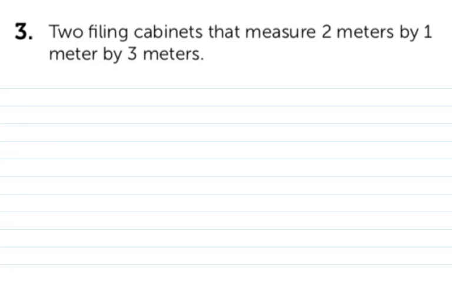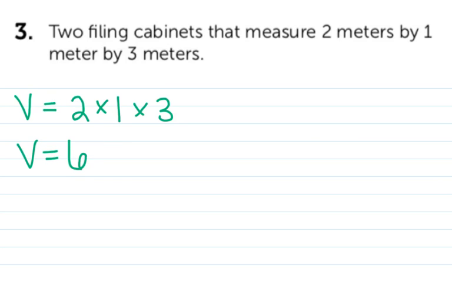All right, our next problem says we have 2 filing cabinets that measure 2 meters by 1 meter by 3 meters. So our volume for that would be 2 times 1 times 3. This is a little bit of an easier problem for us. 2 times 1 is 2, times 3 is 6. So our volume here is 6, and I'm looking, my units here are meters. So I have 6 meters cubed, or 6 cubic meters.